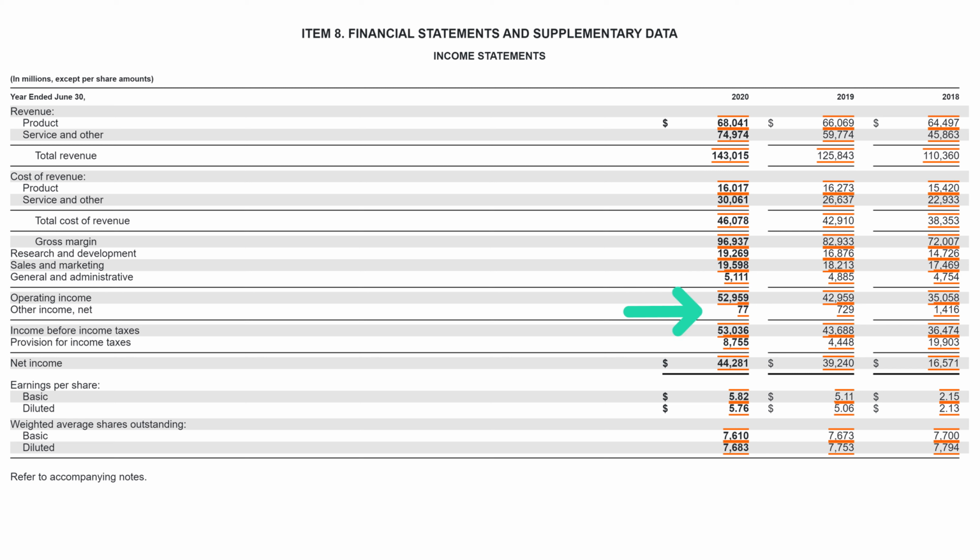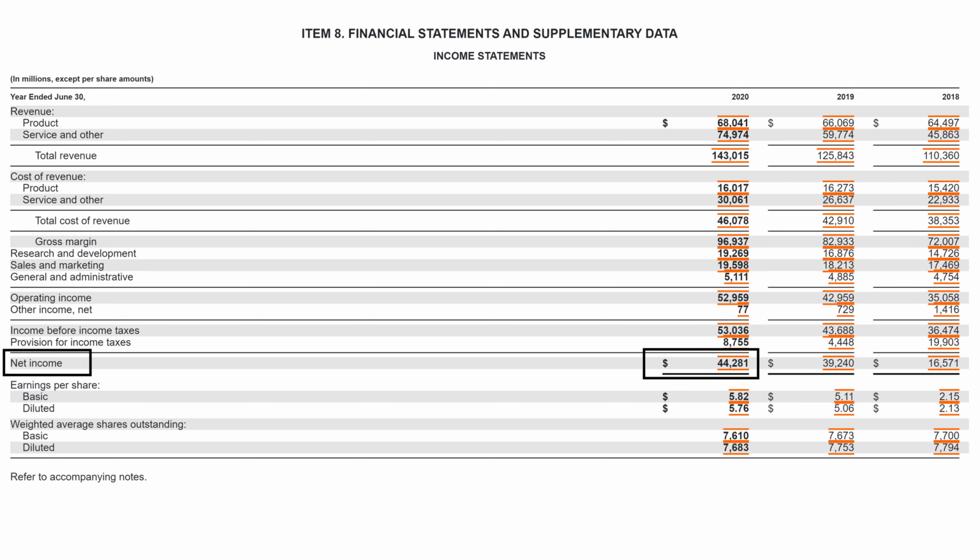Below that, we see other income, which is like investments or things like that Microsoft has made that are outside of the sale of product or services. If we sum those two together, we get the income before income taxes, which is $53 billion. Then we have the provision for income taxes, which is the expected amount of taxes that Microsoft is going to pay. So it's $8 billion.